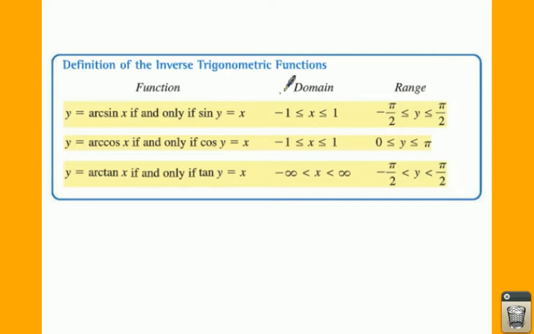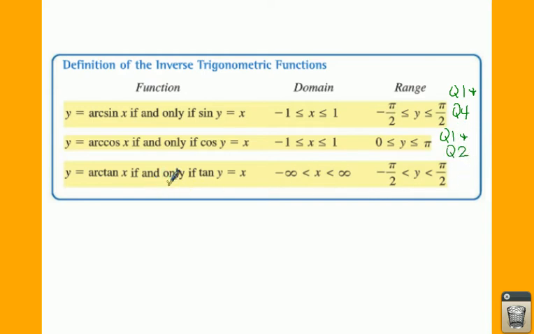The range for your arc sine, those are from -pi/2 to pi/2. So that means you're going to be in quadrant 1 and quadrant 4. And then for your arc cosine, that's from 0 to pi. So these are in quadrant 1 and quadrant 2.